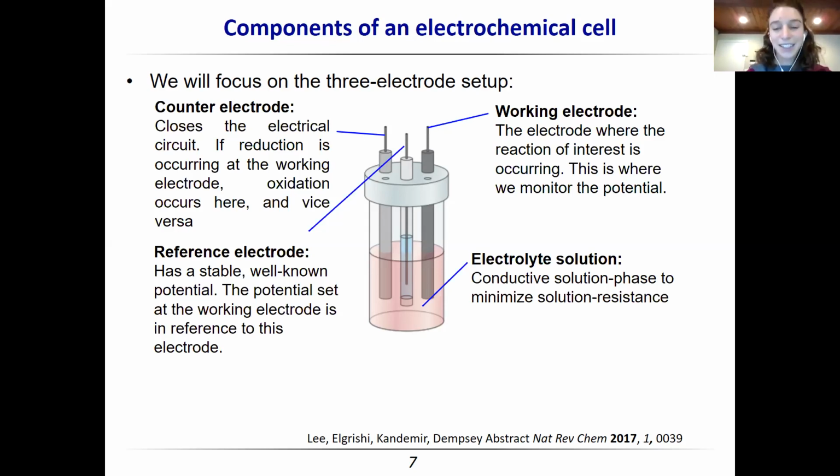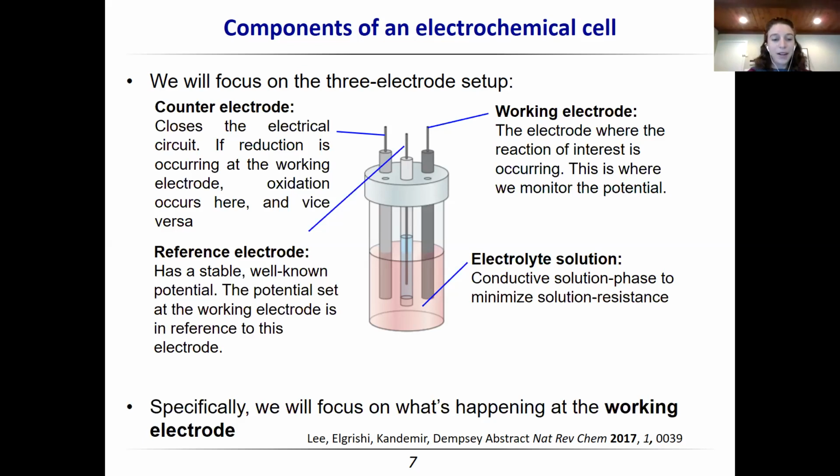And then lastly, I want to note that the solution that you're using has to be electrolytic. So if you don't have any salt in your solution, you're just going to have extremely high solution resistance. It will be hard to pass charges through your solution. Any salt should be fine, but the properties of the electrolyte can affect things like electrocatalysis. So that's also an ongoing area of research.